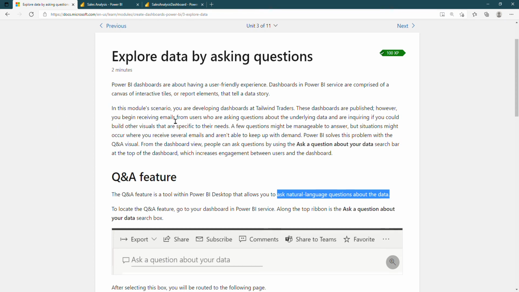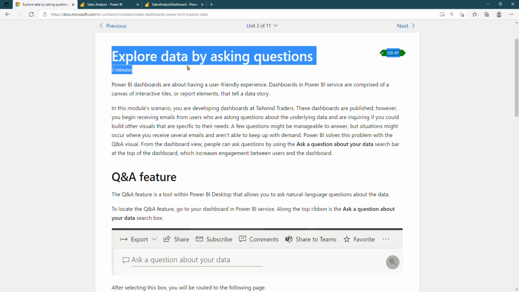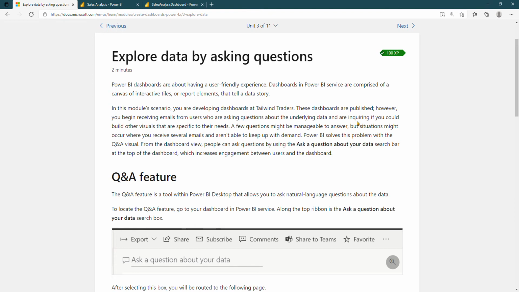Hi. So I was going over this article for Power BI which says that you can enable business users to ask simple questions and get answers. And it does mention that every now and then, if you are creating a report for the users, you get questions about the underlying data, and sometimes it is easy and manageable to answer, but situations might occur when you receive several emails and aren't able to keep up with the demand.